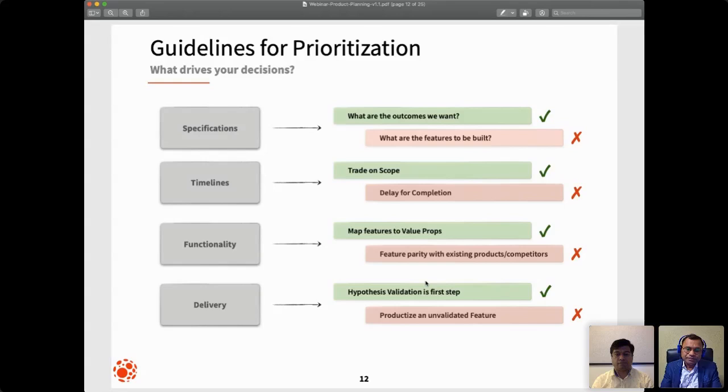So what do we do? We actually focus on hypothesis validation, because that leads to success. That's always the first step. And don't deal with a feature just because somebody wants it, one of the stakeholders, somebody's fancy, without substantiating with validation. These are our guidelines that prioritize it.